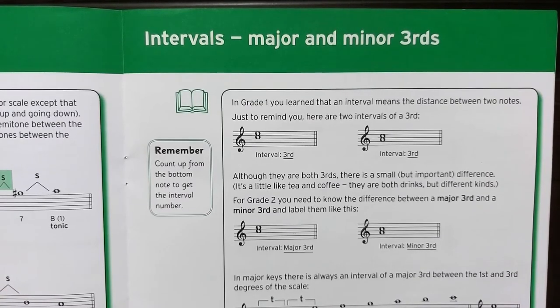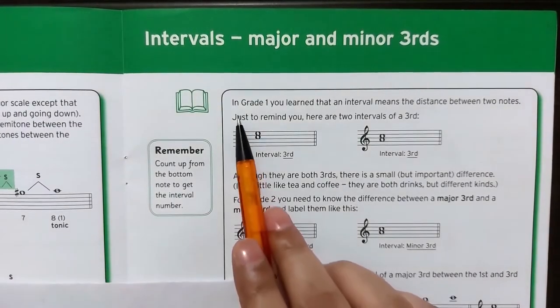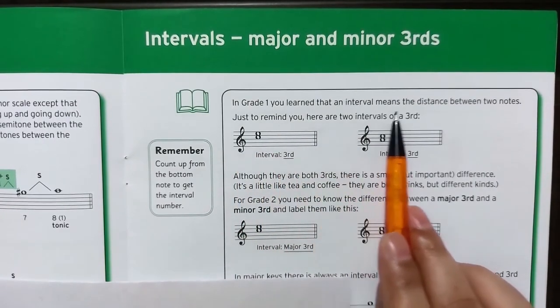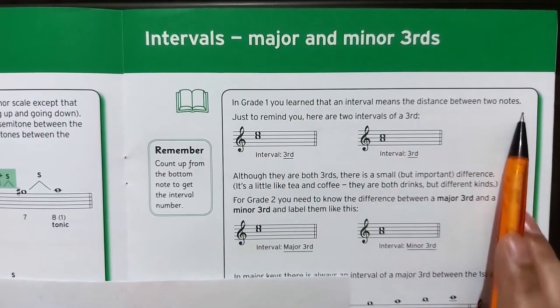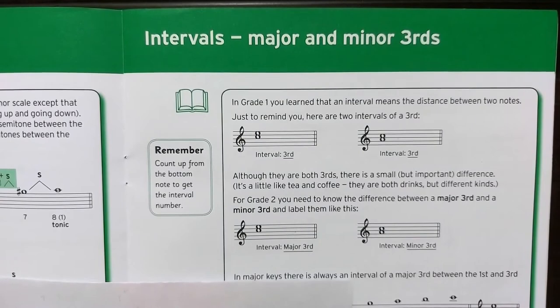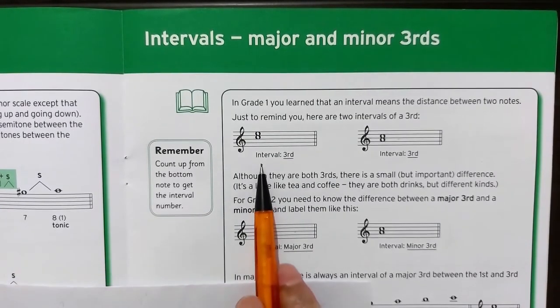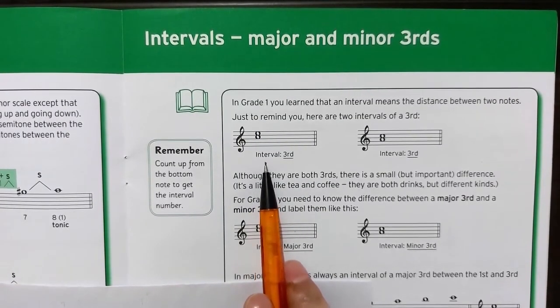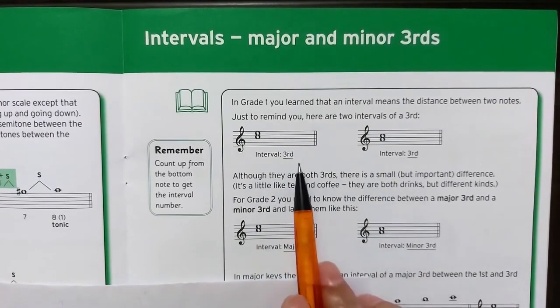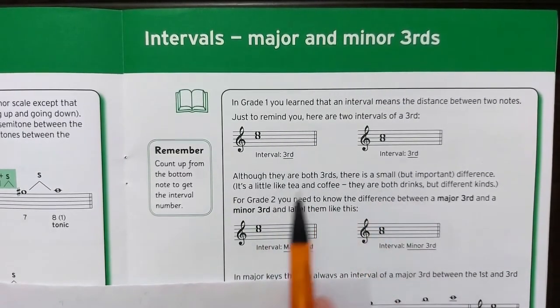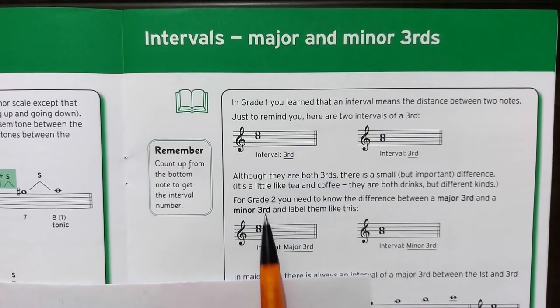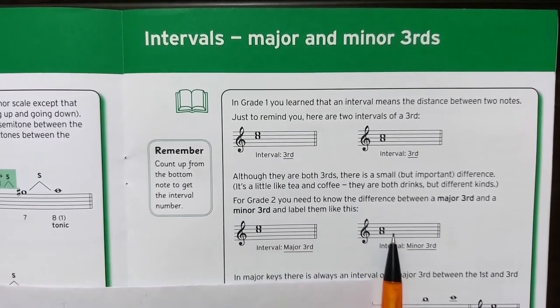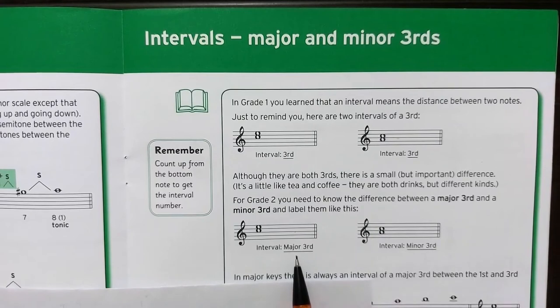Okay, so let's start. In grade 1 you learn that an interval means the distance between two notes. That we know, we learned that in grade 1. So now here you can see in an example they have given two intervals. They both are third interval. But at the same time there is a difference between both the intervals. One is, you can see, a major third and one is a minor third.